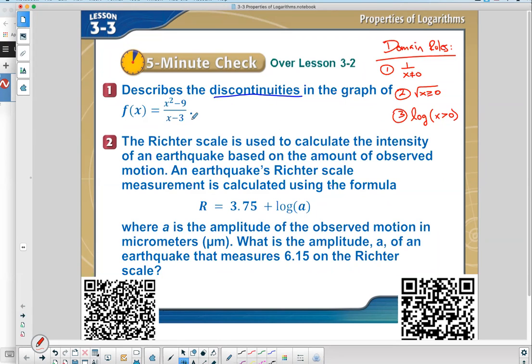Now on this problem, I see there's division. And what are we not allowed to divide by? 0. Which means there should be a break whenever the denominator equals 0. So the domain would be this way. x minus 3 cannot equal 0. And we'd say that x cannot equal positive 3 when I add 3 to both sides, which means there should be a break at x equals 3.